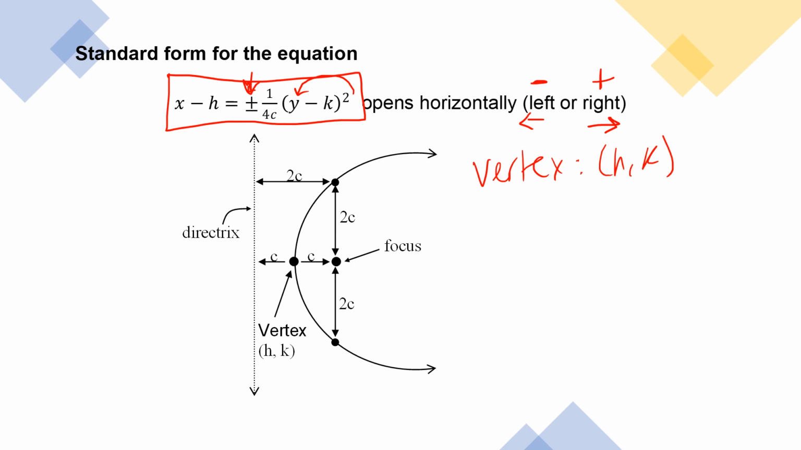Okay. Now for our focus. Our focus is going to be now on our horizontal axis of symmetry. So k is going to stay constant, and we're going to have h plus c, and k is going to stay the same. Okay, our directrix again is now going to be vertical instead of horizontal, so it's going to be defined by x equals, and it's still h minus c.